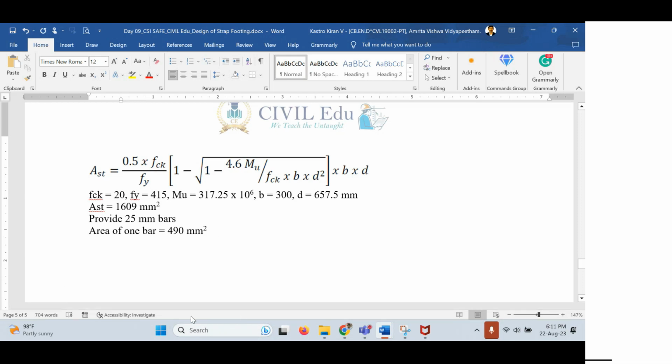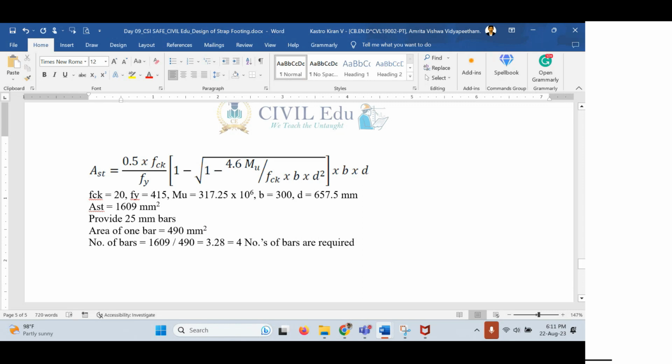Now, based upon this, can you calculate the number of bars required? So number of bars equals the total area of steel, that is 1609, divided by area of one bar, which is 490 mm square. So if you solve this equation, you are going to get the number of bars as 3.28. Since we cannot provide 3.28 bars, I am rounding it off to 4. Four bars are required.